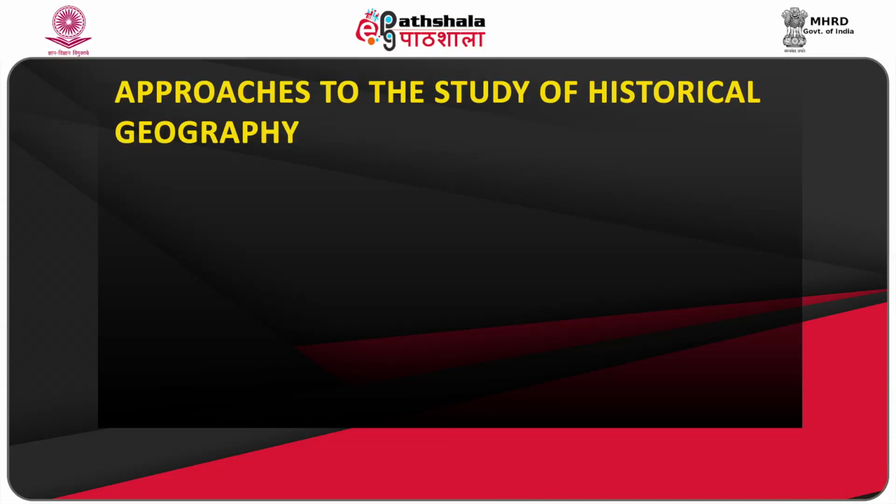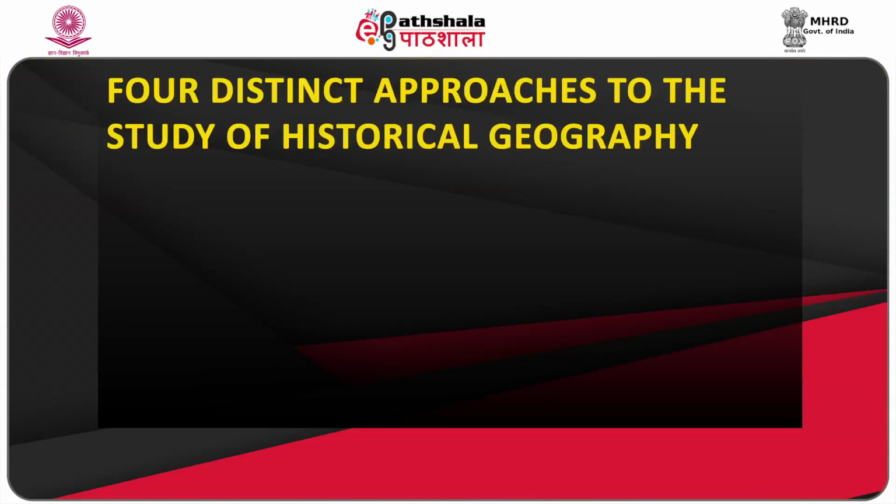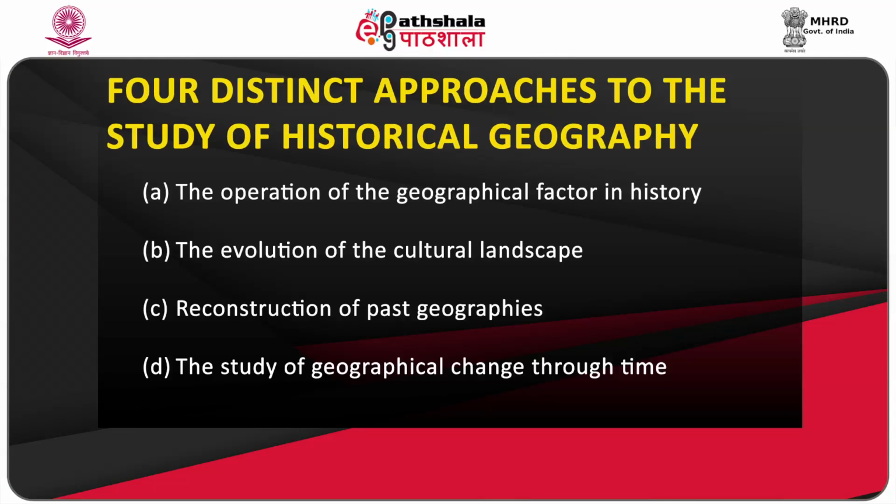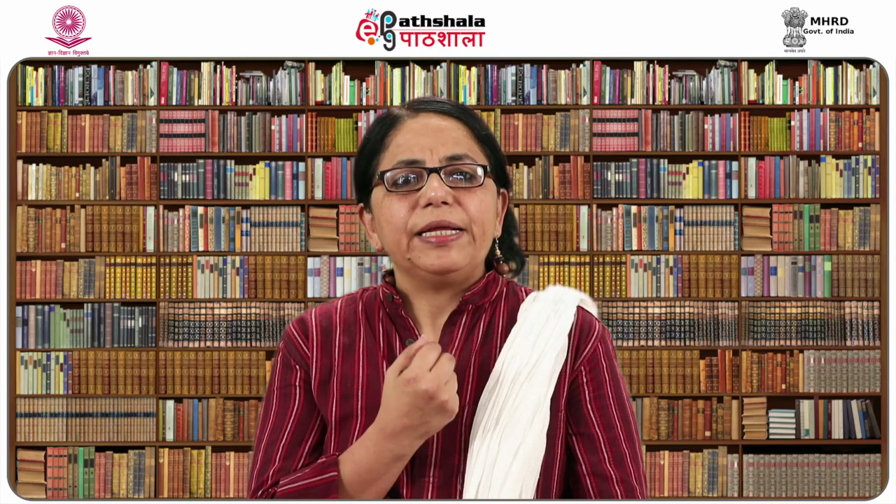How are we going to study this? According to Smith, 1965, the study of historical geography has embraced 4 distinct approaches, which are: number 1, the operation of the geographical factor in history; number 2, the evolution of the cultural landscape; next, the reconstruction of past geographies; and lastly, the study of geographical change over time. However, many studies of historical geography incorporated more than one approach.